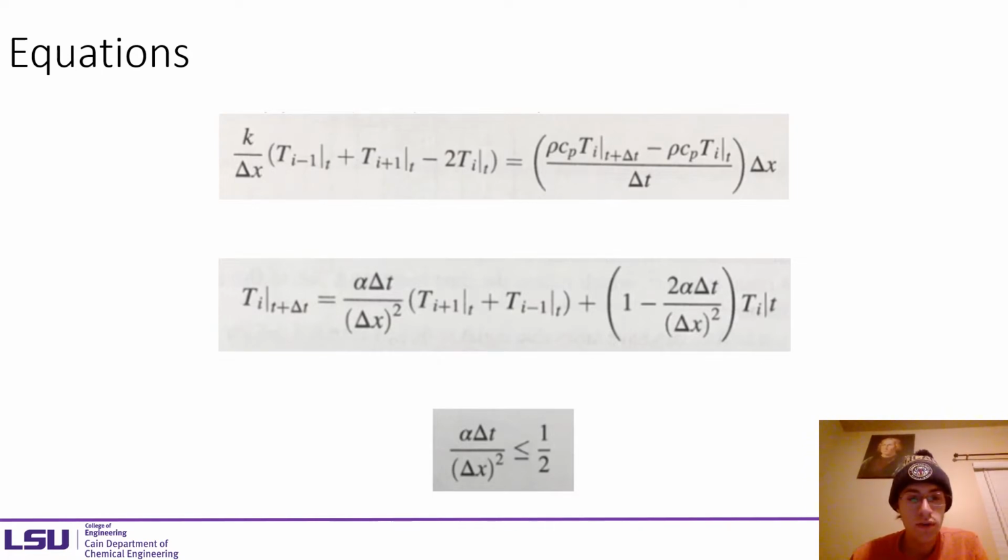And then also we know that the stability criteria for a one-dimensional problem is less than or equal to 1/2. This is important because it allows us to simplify the above equation by eliminating the last term completely.